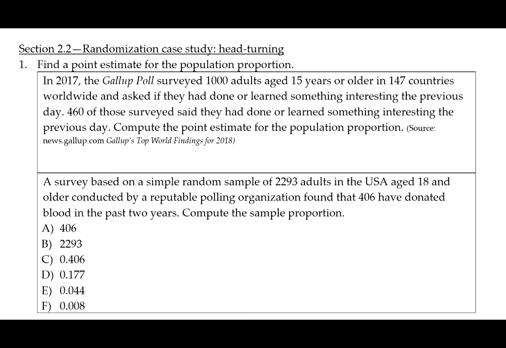Learning Objective 1 in Section 2.2 is to find a point estimate for the population proportion. The point estimate for the population proportion is given by the symbol p hat, which is the symbol for the sample proportion. And the way that you calculate it is by finding the number of successes, in other words, the number of observational units who possess whatever characteristic you're interested in, and then dividing by n, which is the sample size.